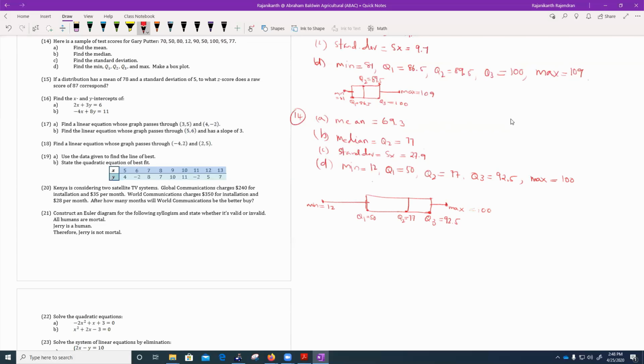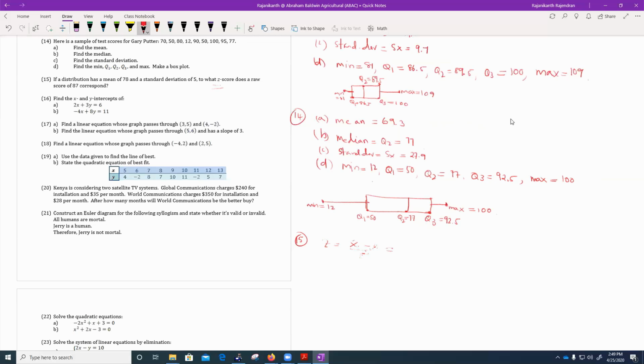Now let's look at 15. If a distribution has a mean of 78 and standard deviation of 5, to what z-score does the raw score 87 correspond? That's basically asking us to find the z-score. The formula for the z-score is x minus mu over sigma, right? So this is the mean, this is the standard deviation of the data.